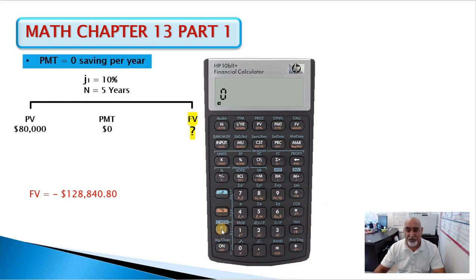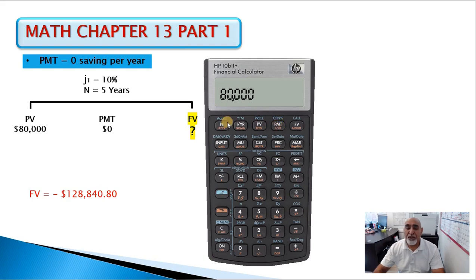So let's do this question again. Interest rate, 1 compounding period per year, and 10 for the interest rate, which is nominal. I need to go to second function. Now I go to N. N is 5 years. Interest rate's been done. PV, look at my diagram, it's 80,000.